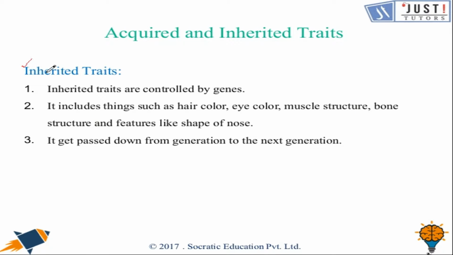Now, inherited traits. Inherited traits are controlled by genes. It includes things such as hair color, eye color, muscle structure, bone structure, and features like shape of nose. It gets passed down from generation to next generation. And here, an inherited trait is something you are born with and can't change.